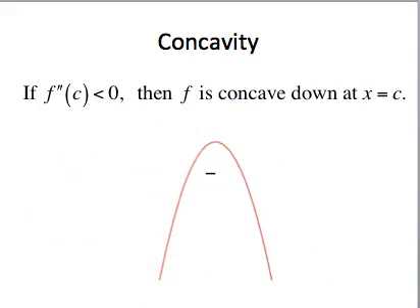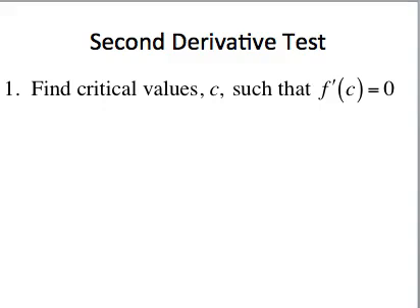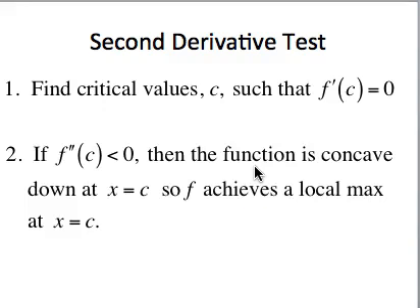And the concavity will tell us something about whether a critical value is a minimum or a maximum. We're going to look at the second derivative test. Our first step is to find those critical values. Now, with the first derivative test, the critical values were where the first derivative was 0 or where the first derivative doesn't exist. We can't really handle problems where the first derivative doesn't exist with the second derivative test. So we'll just focus on cases where the first derivative is 0.